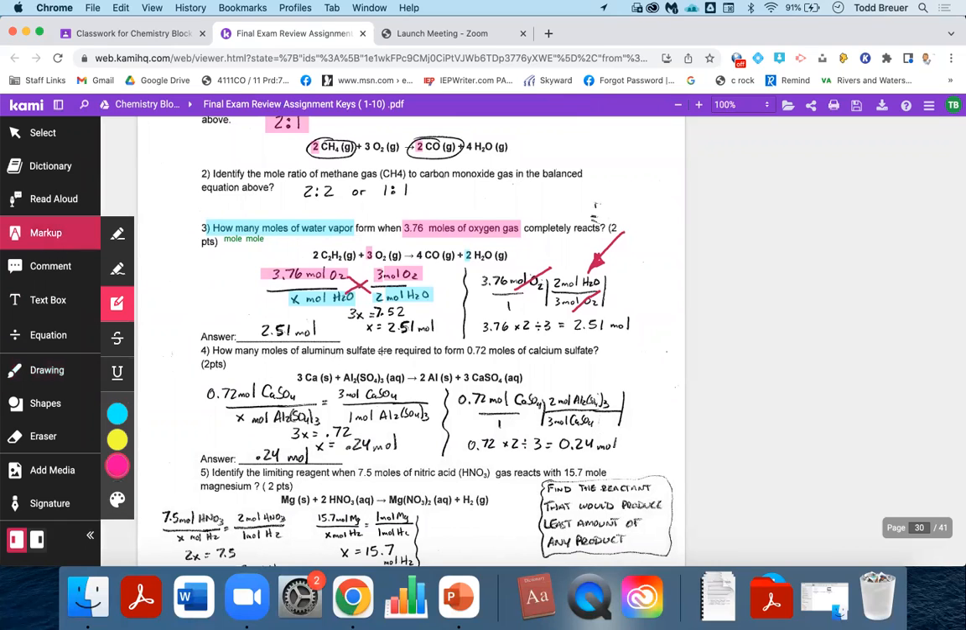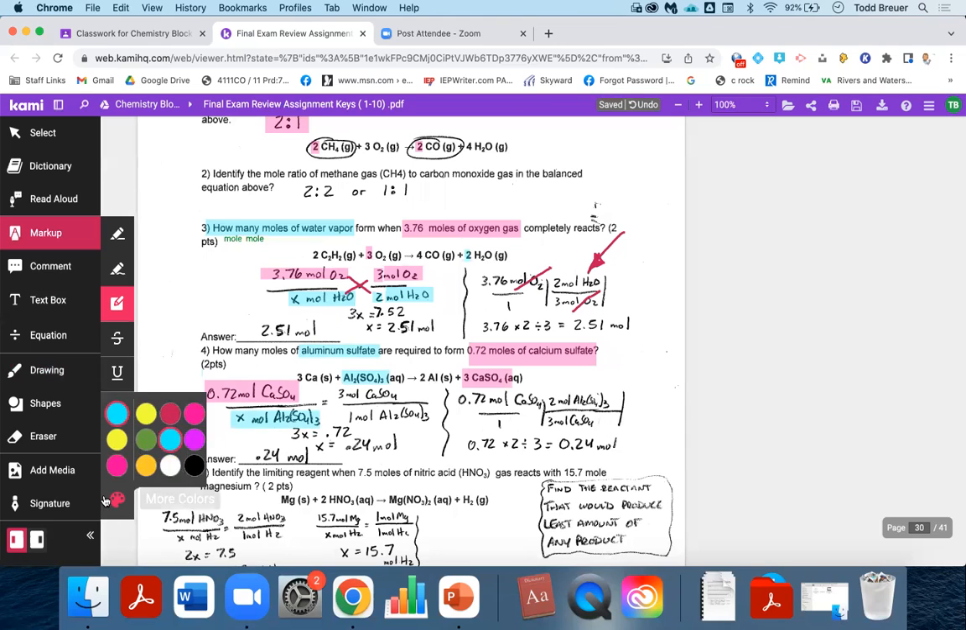It's a mole-mole problem. It says start with 0.72 moles of calcium sulfate. That can't be this, Ca, because that doesn't have any sulfate with it. So here's our calcium sulfate, and it says how many moles of aluminum sulfate. Aluminum sulfate is this guy. So we're relating the pink to the blue here. We start with the given, and we place that over the desired X, the unknown amount of aluminum sulfate in moles.